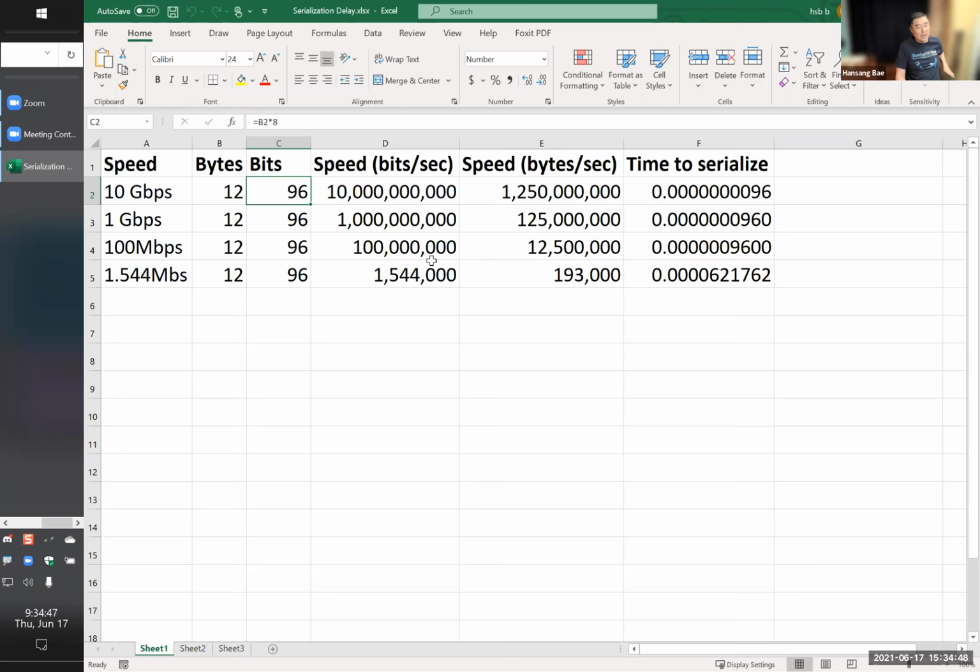The time to serialize, this is important. The time to serialize is how long it takes to get on the wire and go across, given the 10 gigabit, 1 gigabit, 100 megabit, and T1 speed. So you can see here, at 10 gigabit, it doesn't take much at all to get on the wire. And at 1 gigabit, it's a little bit smaller. And then you see here at 100 megabit, the first 3 are milliseconds and microseconds, et cetera. Do you see that 9.6?